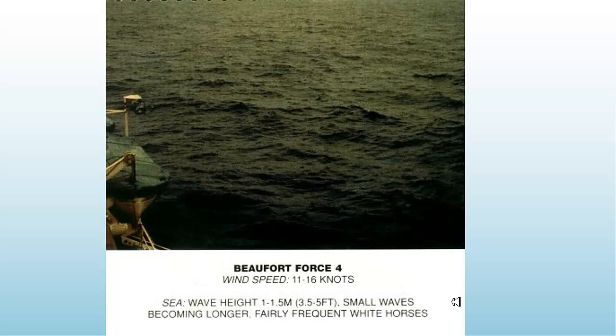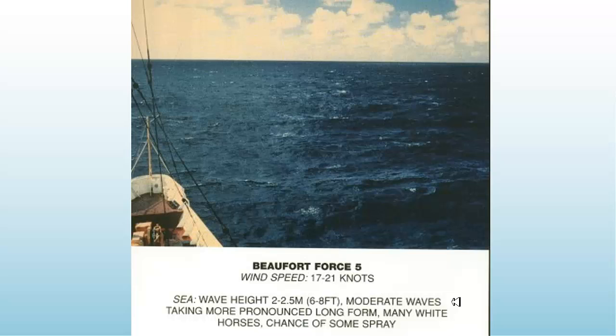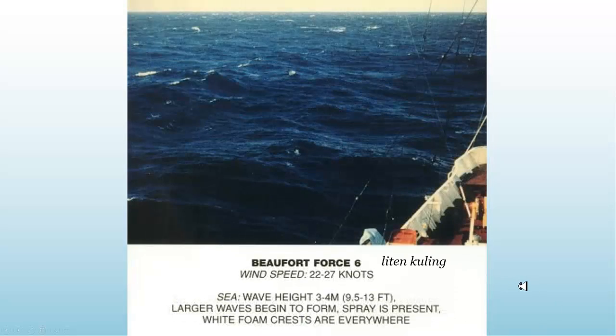Then force 4, that's when you start to see frequent white horses, as the British say, or white caps, as we Americans say, and the wind is getting up to about 11 to 16 knots. Then Beaufort force 5. Now we've got some moderate waves, taking a longer time between each wave. You've got a lot of white caps and some sea spray starting to come up from the sea. Then we're starting to talk about serious seas. In Norwegian, we say liten kuling for Beaufort force 6. Here you've got spray everywhere, and a pretty good wind speed going, 22 to 27 knots.